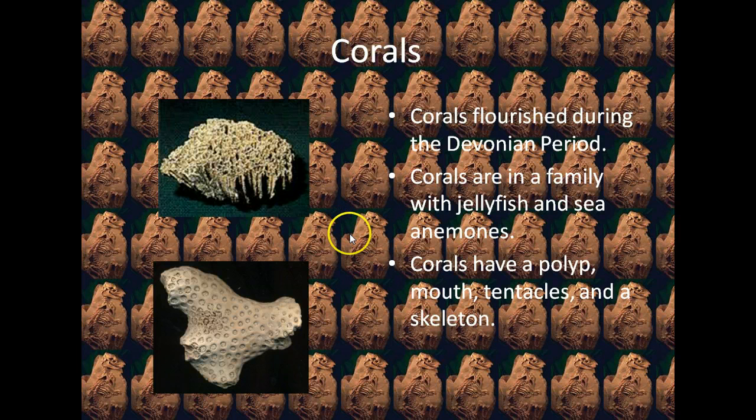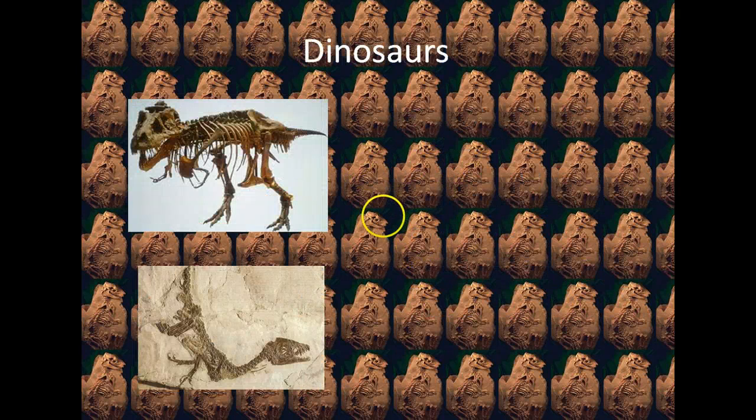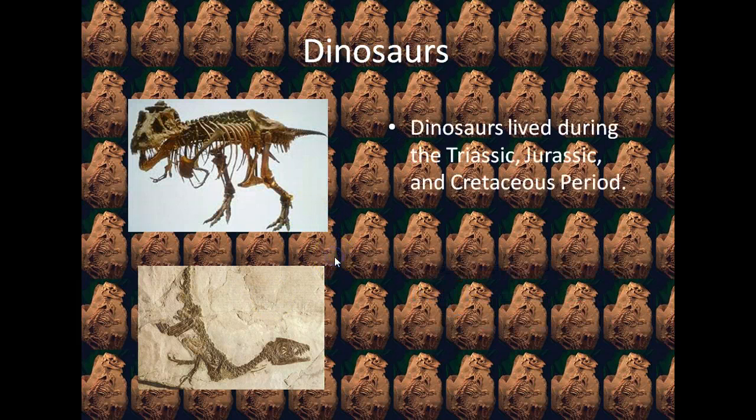Now, corals, it doesn't look like it, but back then they had a mouth, they had tentacles, they had a polyp, which is like a mouth that they would filter feed through, and a skeleton even, which is very, very interesting. Now, the next one is probably the most interesting, dinosaurs.